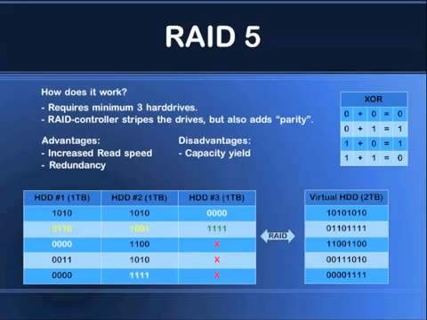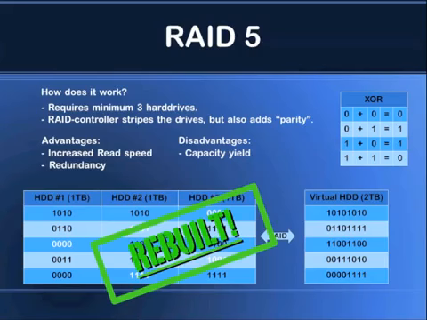It will rebuild the original data based on the first half and the parity bits, and as you can see, it will rebuild the entire content of hard drive 3 as if it was never gone. And there you go, you have rebuilt your RAID array.